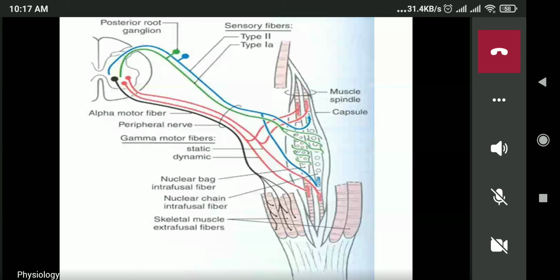Tone means, as I already told, the resistance of a muscle against stretch is called tone. Inside the muscle there is a portion of the muscle that is called intrafusal fiber, and outside there are extrafusal fibers. These are the extrafusal fibers: 1, 2, 3, 4, 5, all these extrafusal muscle fibers.